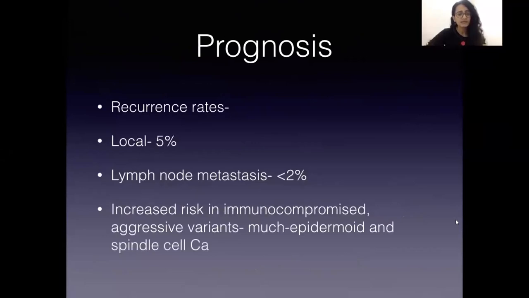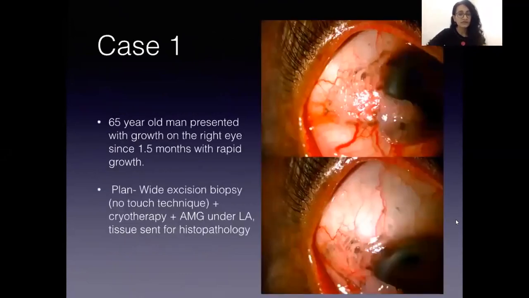Prognosis-wise, the recurrence rate for local lesions is 5%. Lymph node metastasis is not very common, less than 2%. There is an increased risk of recurrence in immunocompromised patients, who can also get aggressive variants like mucoepidermoid and spindle cell carcinoma. There is also an increased risk of recurrence in patients with xeroderma pigmentosum.